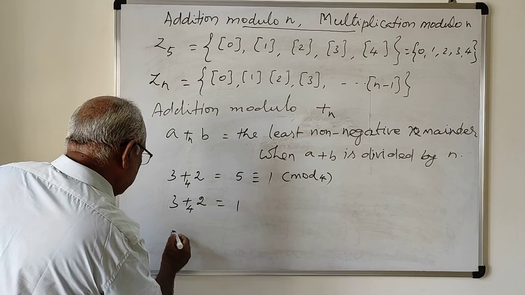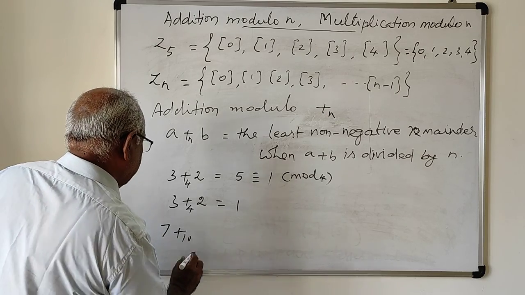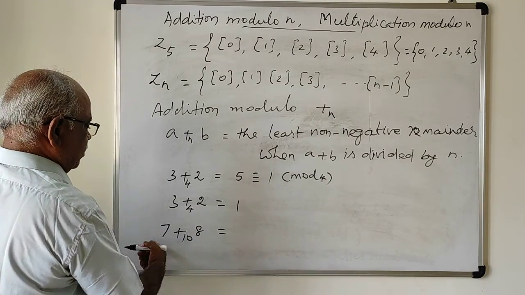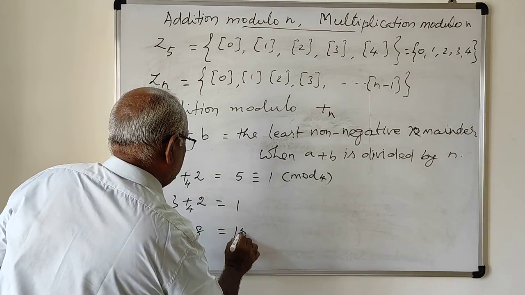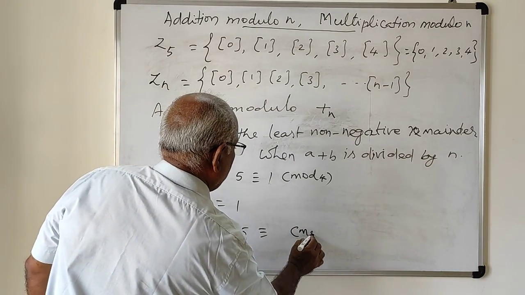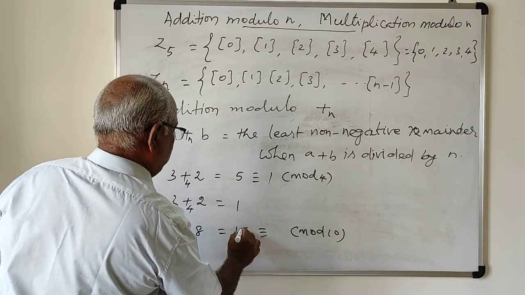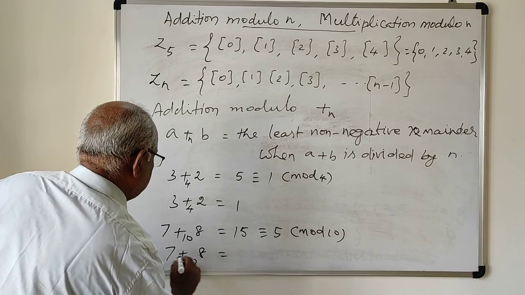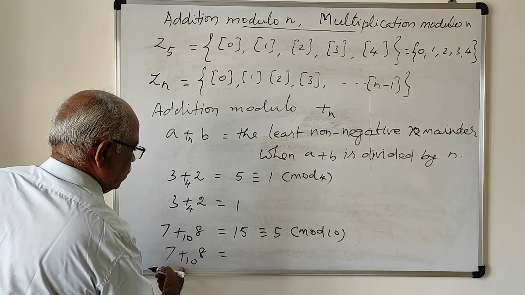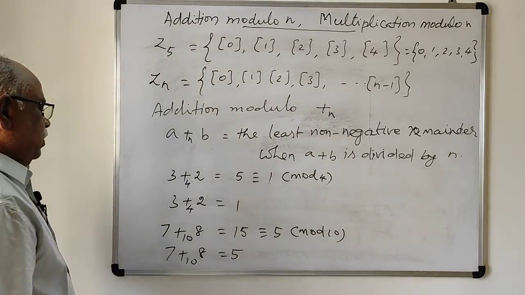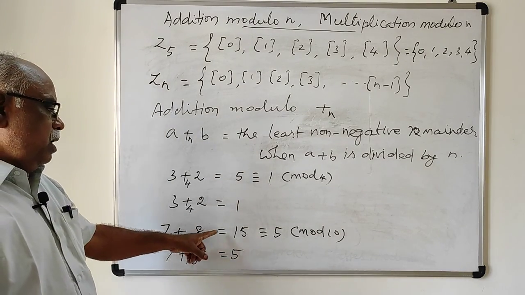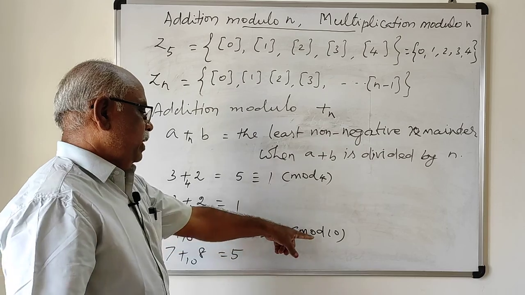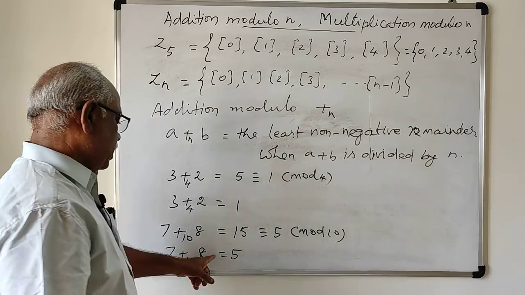For another example, 7 addition modulo 10, 8. You just add 7 plus 8, which is 15. 15 divided by 10, 1 ten is 10, remainder is 5. Therefore, 7 addition modulo 10, 8 equals 5. Because you add the numbers as usual, and after getting the answer, you divide by 10, and the remainder is 5.